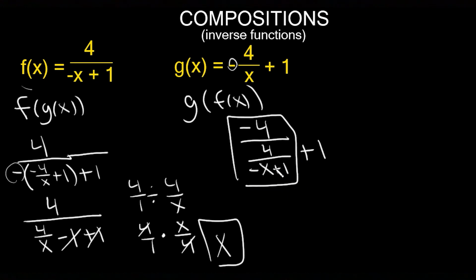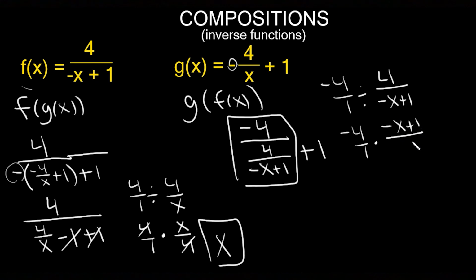So again, think about keep, change, flip. What's going to happen here? Well, this is really negative 4 over 1 divided by 4 over negative x plus 1, okay? So what do we need to do here? Well, we want to do keep, change, flip. I'm going to do negative 4 over 1, change it to multiplication, and I'm going to flip this last fraction here. It's going to become negative x plus 1 all over 4.